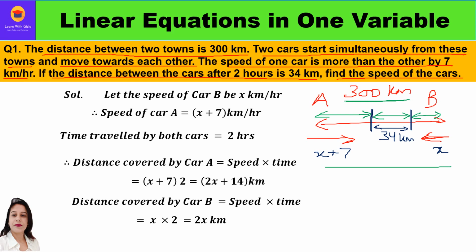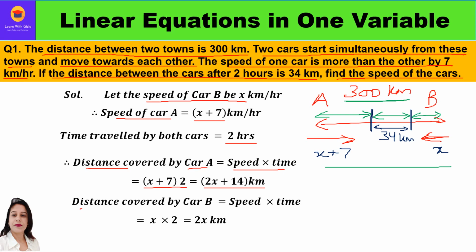Now let us start with the solution. Over here, let us assume the speed of car B is x kilometers per hour. Speed of car A will be x plus 7 kilometers per hour. Time traveled by both the cars is 2 hours. So we can say the distance covered by car A in 2 hours will be speed into time, that is (x plus 7) into 2, which is equal to 2x plus 14 kilometers.